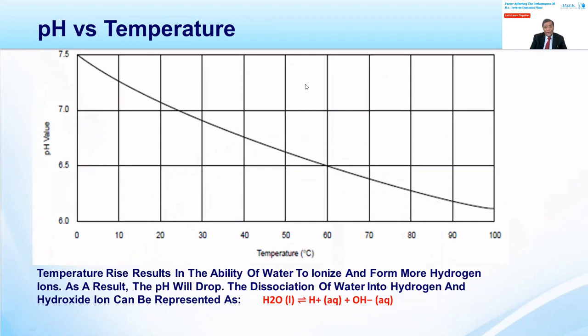pH versus temperature. These are the important factors when you are operating an RO plant. You must know that the temperature, of the feed water or the product water, has a direct impact on the pH values. As the temperature increases, the pH value has a decreasing trend.